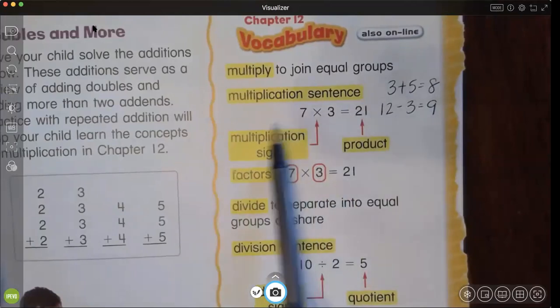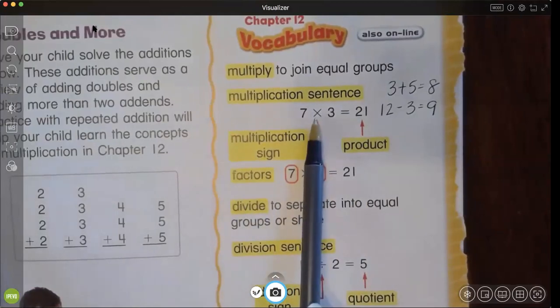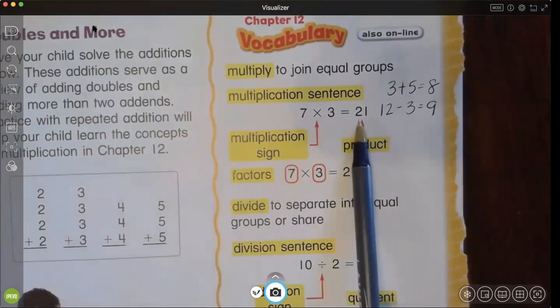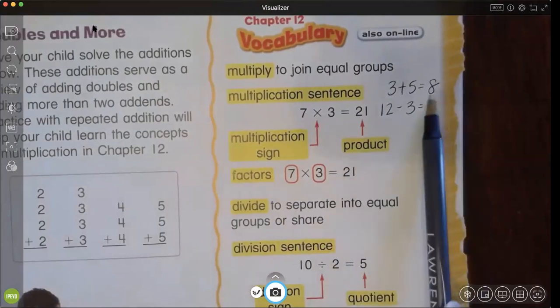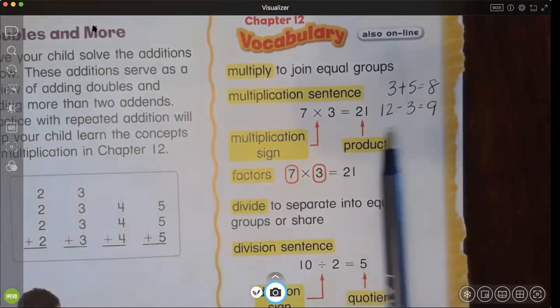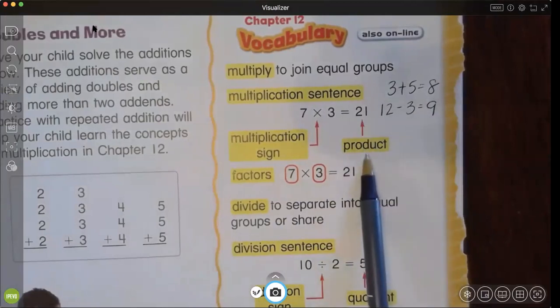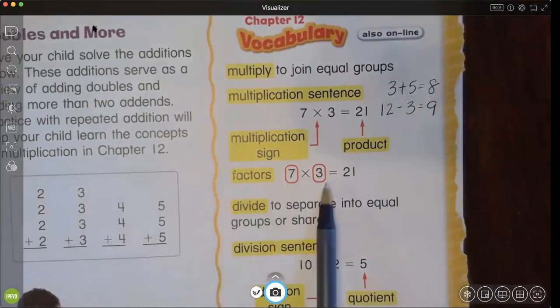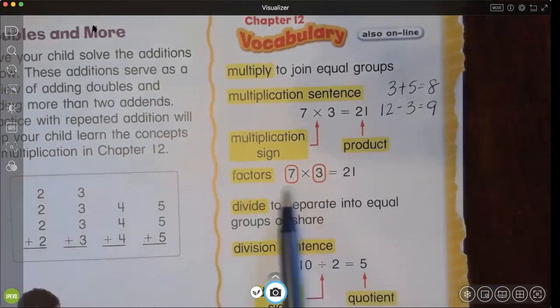So we have 7 times 3 equals 21. This is the multiplication sign, which I'm sure all of you have seen at least once or twice before, okay? And then the answer to a multiplication problem is called the product. The answer to an addition problem is called the sum. The answer to a subtraction problem is called the difference. The answer to a multiplication problem is called product, okay? And then factors, this is nothing new from addition and subtraction. The factors are the two numbers that are added or subtracted or multiplied together.